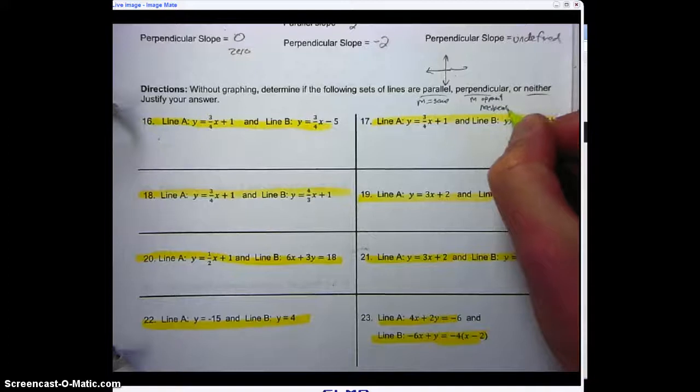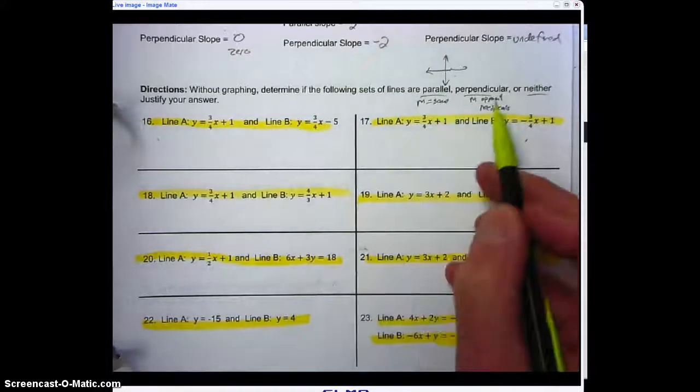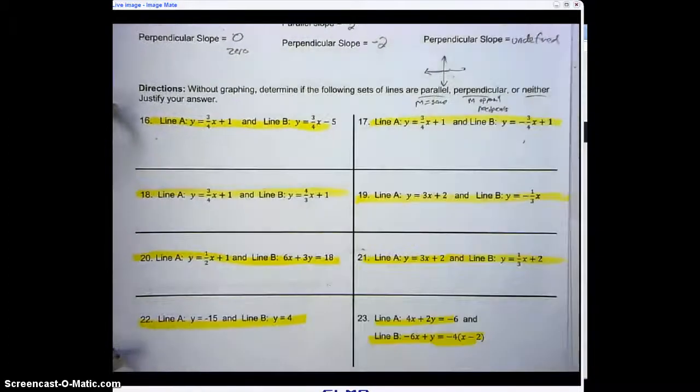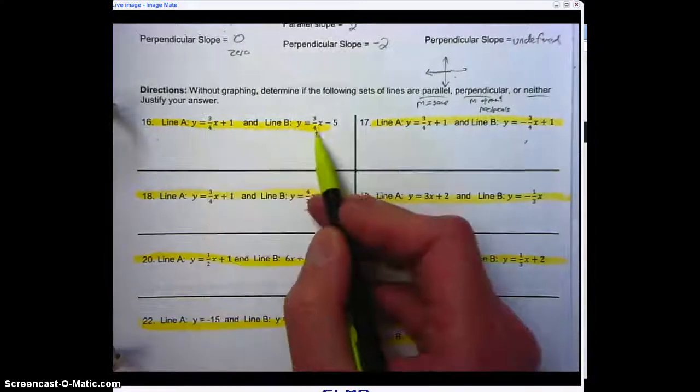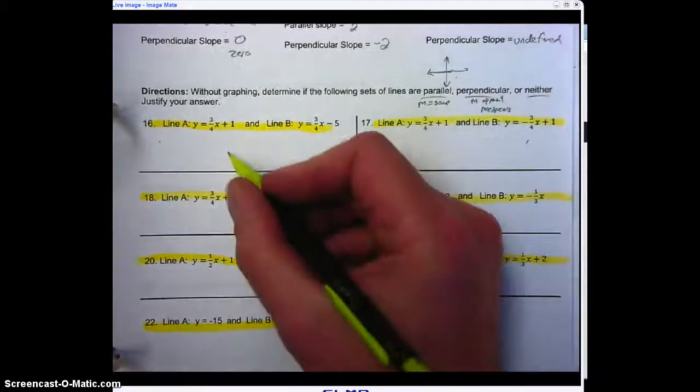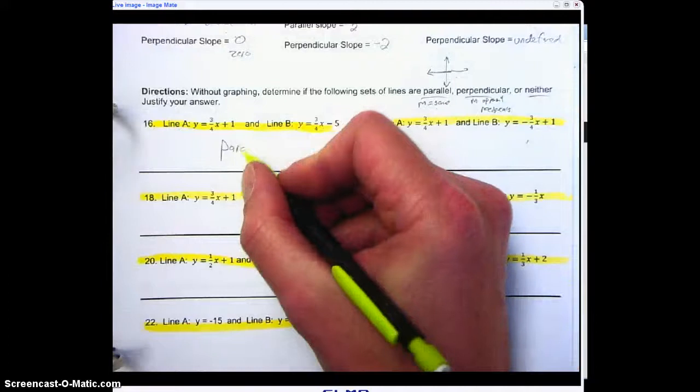Now, neither means that it's neither the same nor opposite reciprocal. So you got three choices. So take a look at number 16. Is 3/4 the same as 3/4? Yes. The lines are parallel.